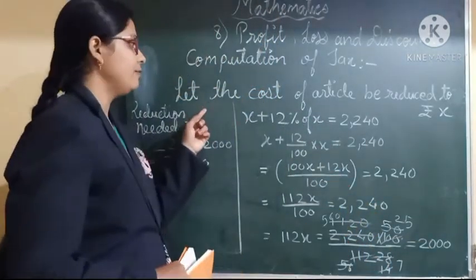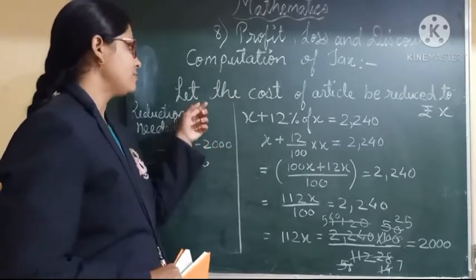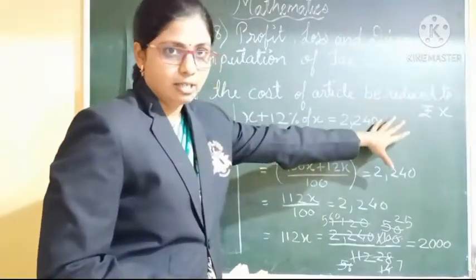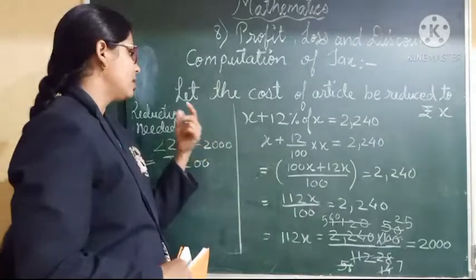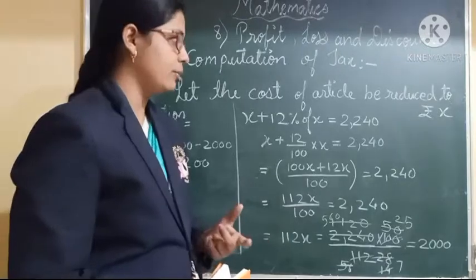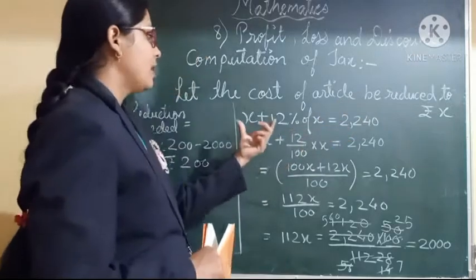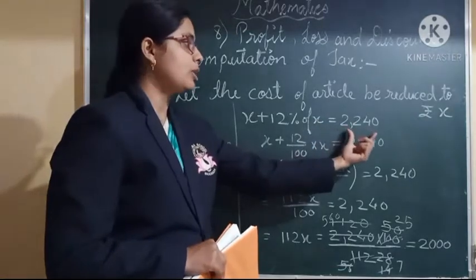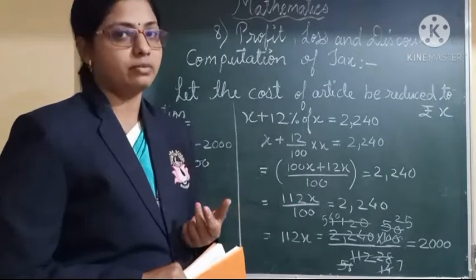First of all, we have to find out the reduced value. Let the cost of the article be reduced to X. But how much? We don't know. And the cost we can pay is 2,240. So how much it is reduced, that we have to find out. Let the reduced cost be rupees X. Then X plus 12% of X equals 2,240. This is the formula which we use for the computation of the tax.